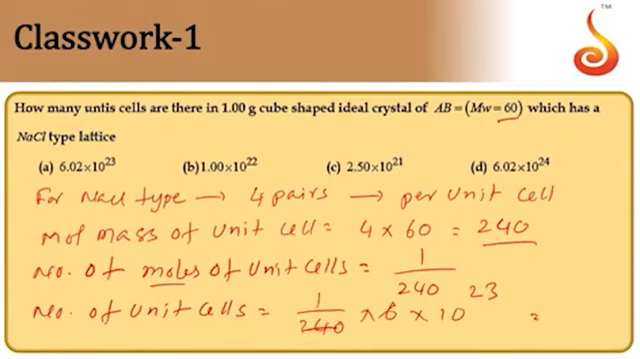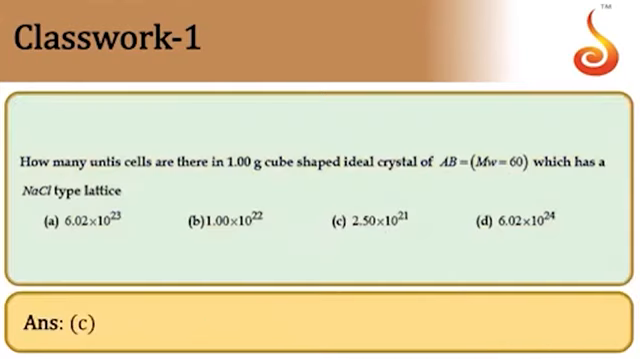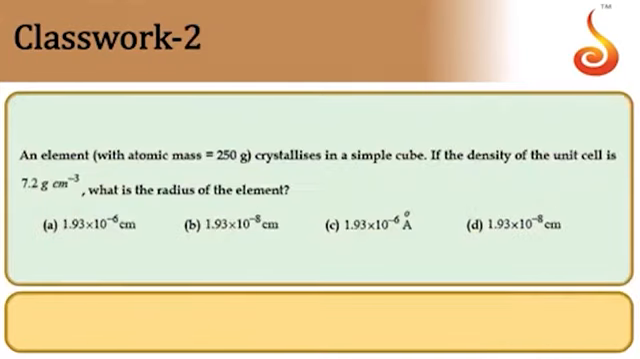So here 6 goes into 240, 40 times, 1 by 40, that is 0.025 into 10 to the power of 23, so it becomes 2.5 into 10 to the power of 21. So the answer is C option, 2.5 into 10 to the power of 21.